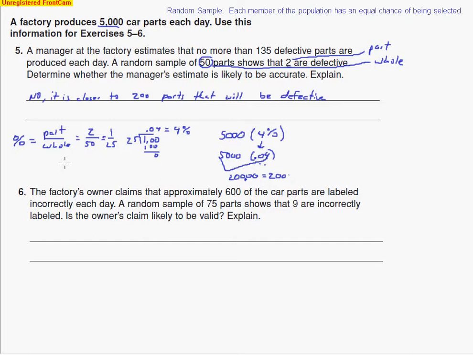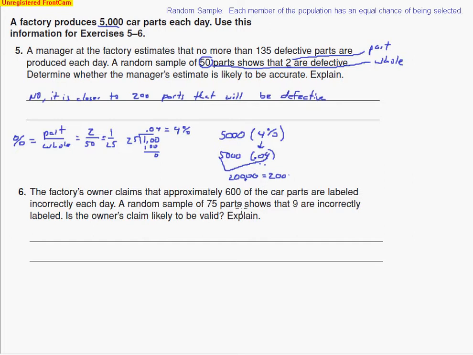Well, in this next problem, it says the factory owner this time claims that approximately 600 of the car parts are labeled incorrectly each day. Well, that seems kind of high. Let's see what the random sample was. 75 parts.